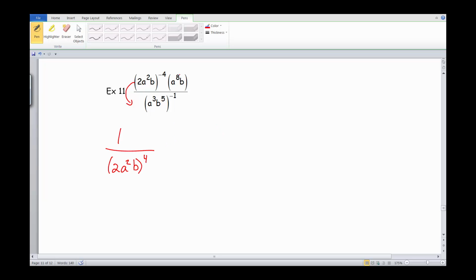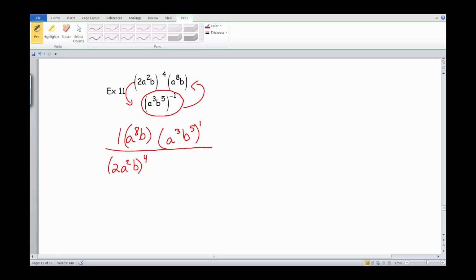The a to the 8th b, notice that all has a positive exponent. That's going to remain on top. So we have a raised to the 8th b on top still. And the same thing is going to happen here with this a cubed b to the 5th raised to the -1st, that entire thing. What we're going to do is throw it on the top because it does have that negative exponent. So once we do that, we end up with a cubed b to the 5th, all of that raised to the +1st now. So there we've gone ahead and changed things up in terms of the negative exponents.